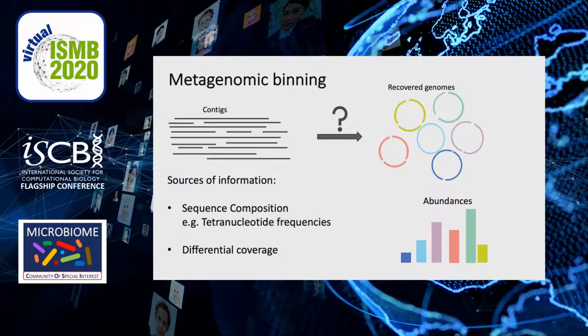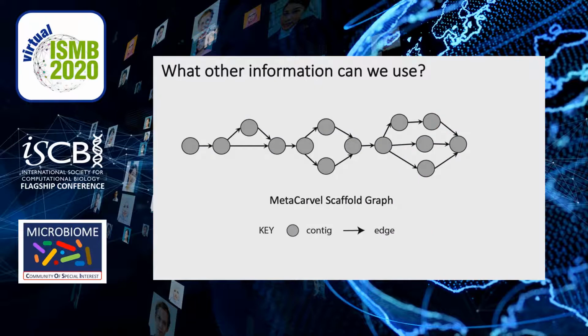However, these algorithms often miss short contigs and contigs from regions with unusual coverage or DNA composition characteristics, such as mobile elements. What other information can we use that can help cluster contigs from the same genome?